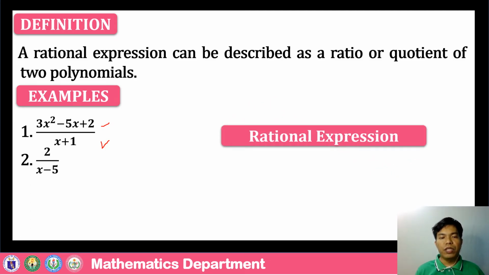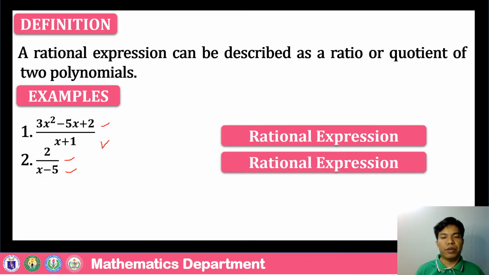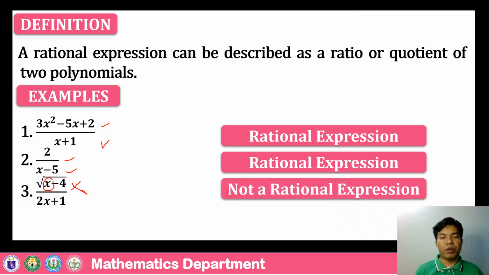Number 2, notice that we have here 2 over x minus 5 and our numerator here is a polynomial and our denominator is also a polynomial. So with that, we also consider this one as a rational expression. For the third item, take note that we have here a variable inside the radical sign. So since we have a variable inside the radical sign, our numerator is not considered a polynomial. Now, since one of them is not a polynomial, then this is not a rational expression.